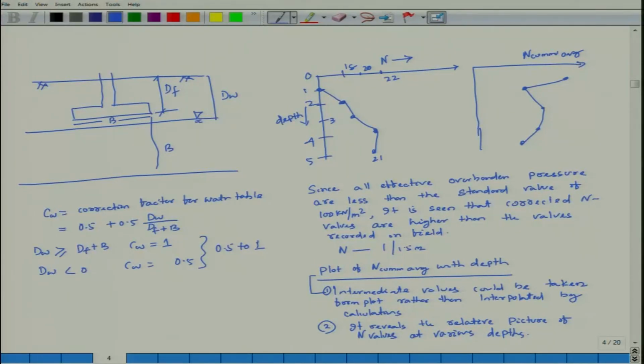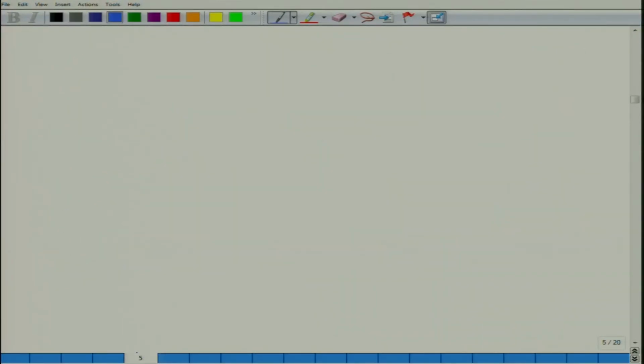I do not know how far I can complete this example because this will take time. Let me start with this. There is an example, let us start with the design. I am just writing whatever is there.